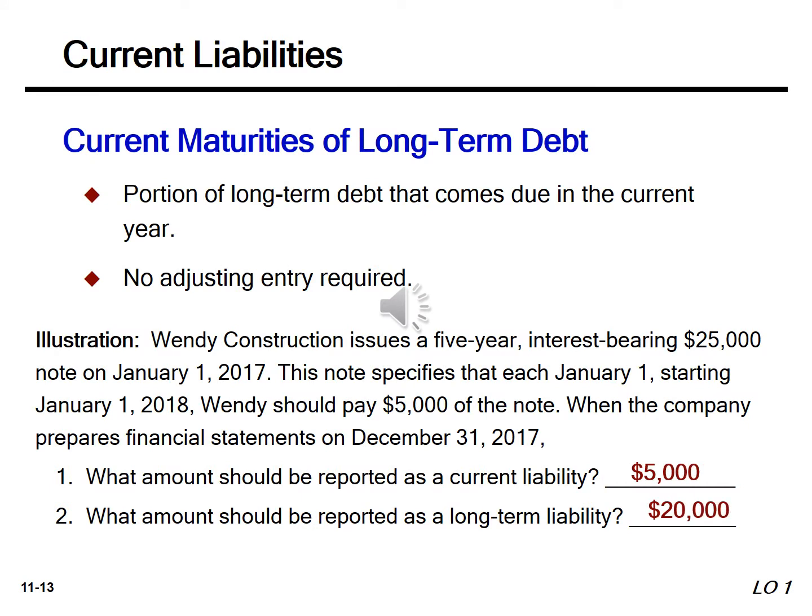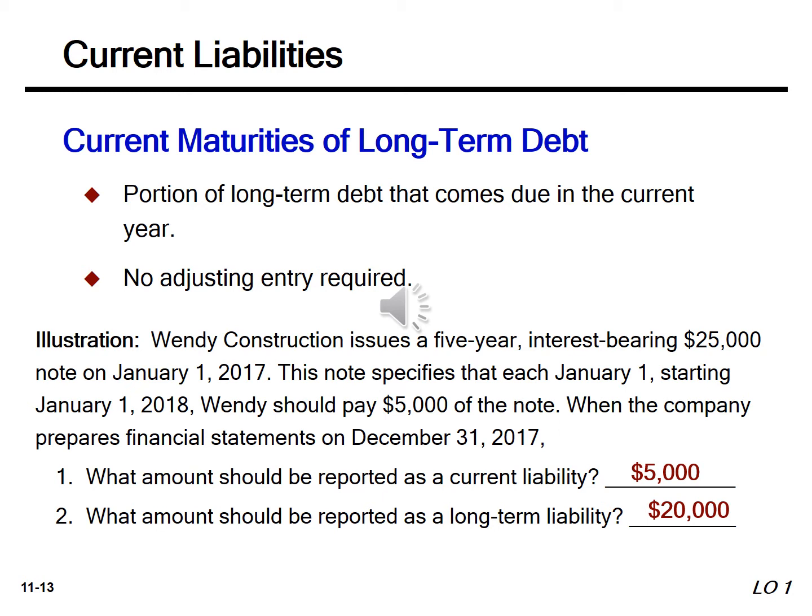Another type of current liabilities is the current maturities of long-term debt, which is basically the portion of any long-term obligation that comes due within the current year. No adjusting required for this kind of entry.